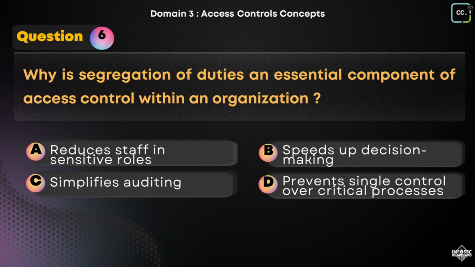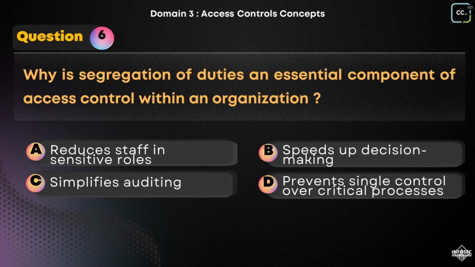Let us understand each option to find the correct answer. Option A, segregation of duties often increases the number of staff involved in sensitive roles to ensure that no single individual has excessive control, which helps prevent fraud or errors. Option B, segregation of duties may actually slow down decision-making, as it requires coordination among multiple individuals. However, it is implemented to improve security, not to expedite processes.